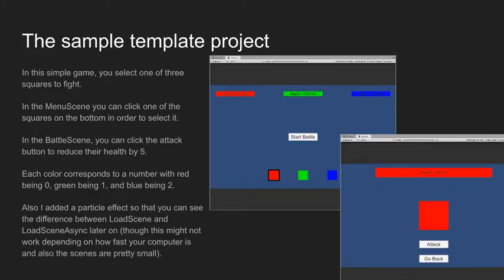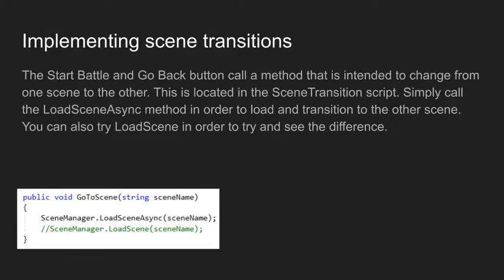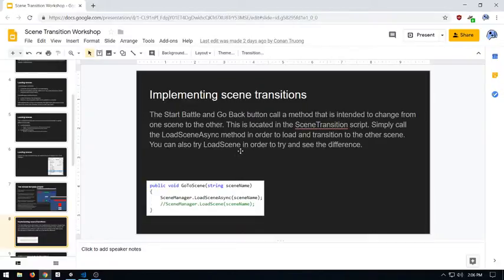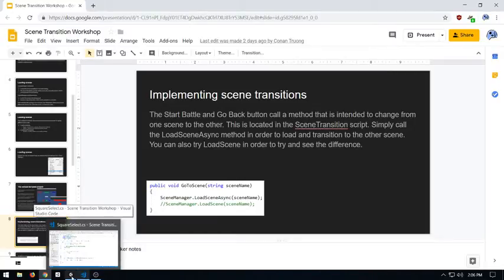Anyway, pressing the button should transition to the battle scene, where you fight that square. You just keep pressing the attack button, which should lower their health by 5. Then press go back, which should go back to the previous scene. Right now we'll focus on that problem later. You have to implement the scene transitions because I haven't done that yet. Now, if you have this project, you should all just follow along with me.